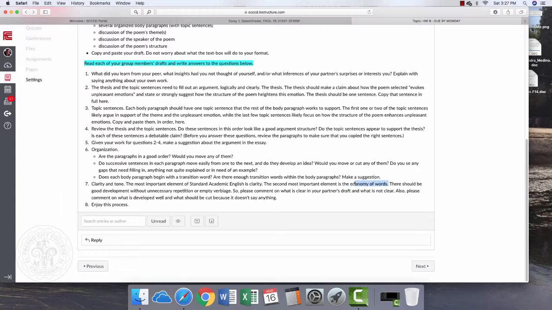Economy of words means that every single word in your draft is doing some kind of work. Now, in drafts, maybe the writing is not so very economical. Like we've said, drafts are messy. But that final work, all the words should be doing work. There should be good development without unnecessary repetition or empty verbiage. So please comment on what is clear in your partner's draft and what is not clear. Also, please comment on what is developed well, and comment on what should be cut because it doesn't say anything, if that happens to be the case.